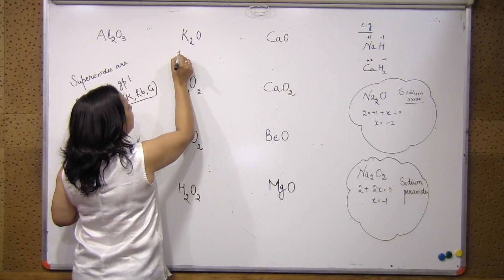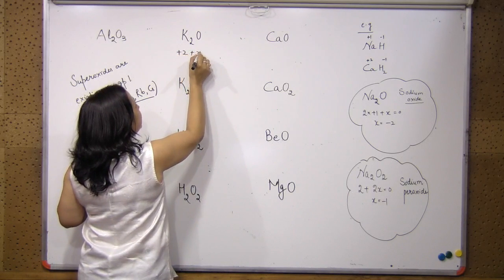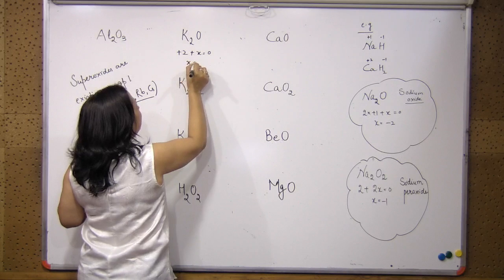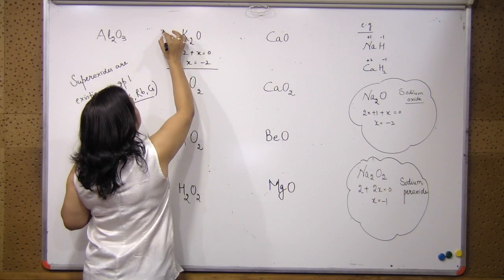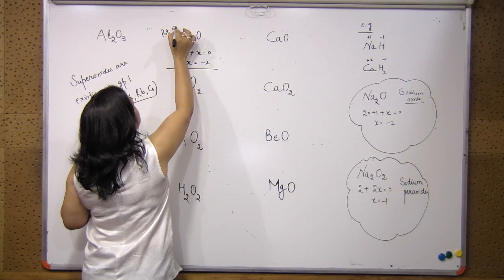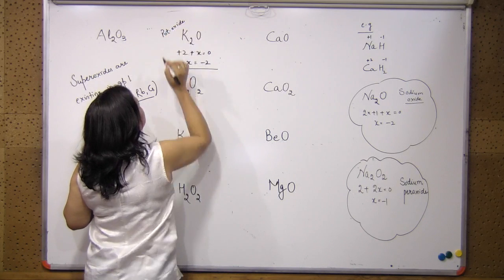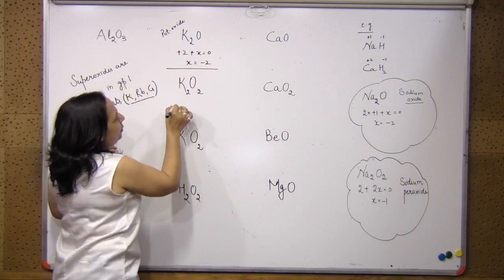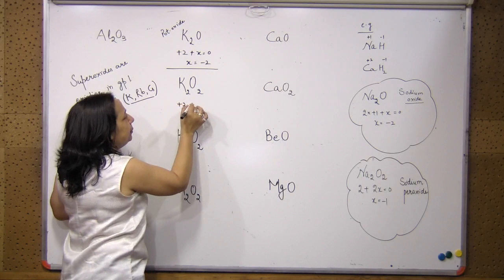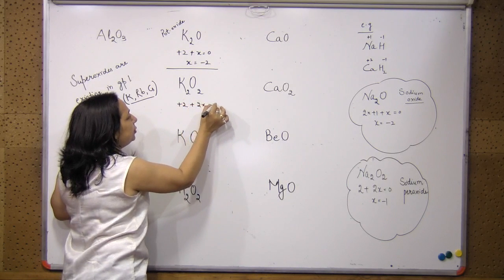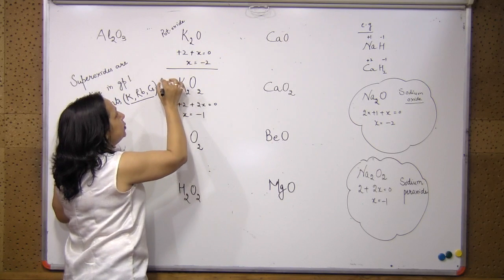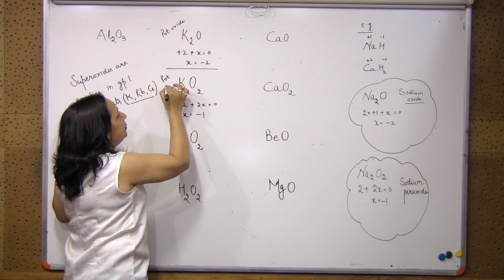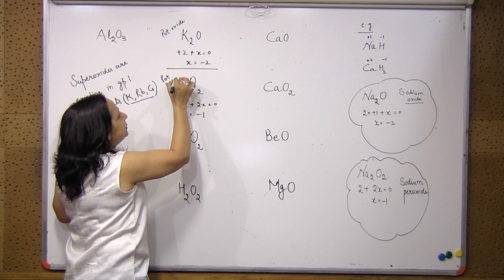Here potassium is +1, oxygen x is 0, x comes out to be -2. It means it is potassium oxide. Next, potassium 2 positive, plus 2x is equal to 0. Now x comes out to be -1. This is potassium peroxide.